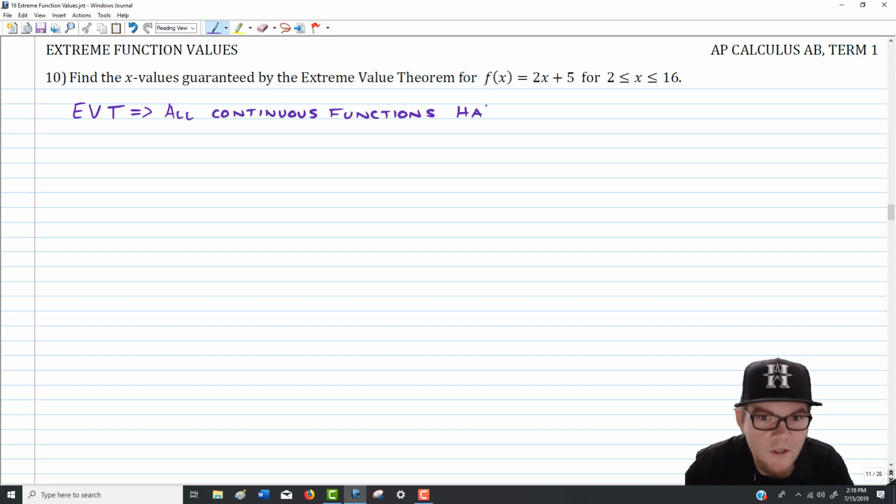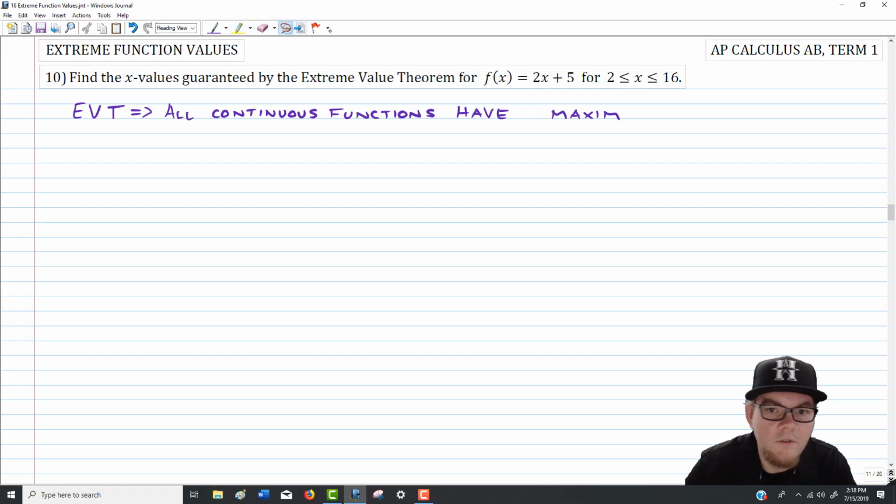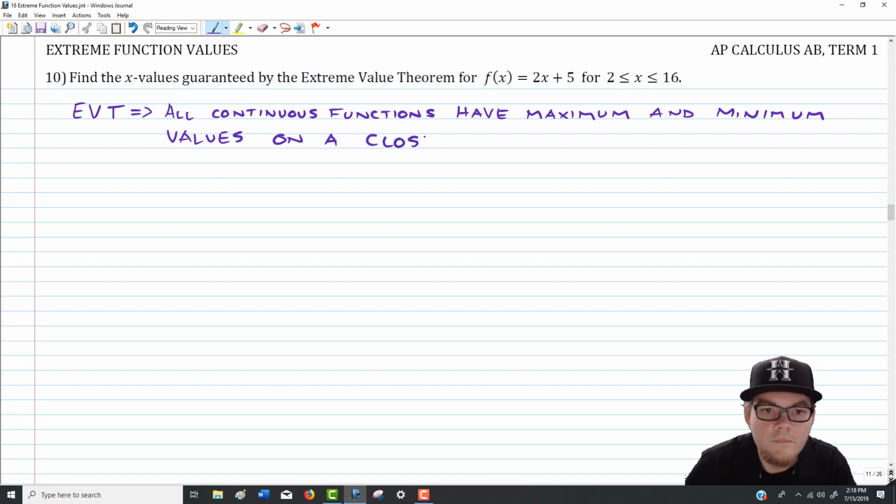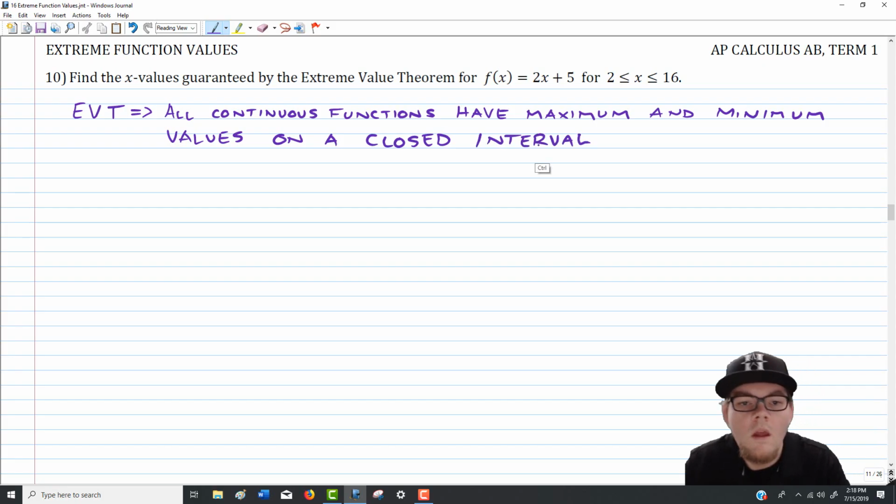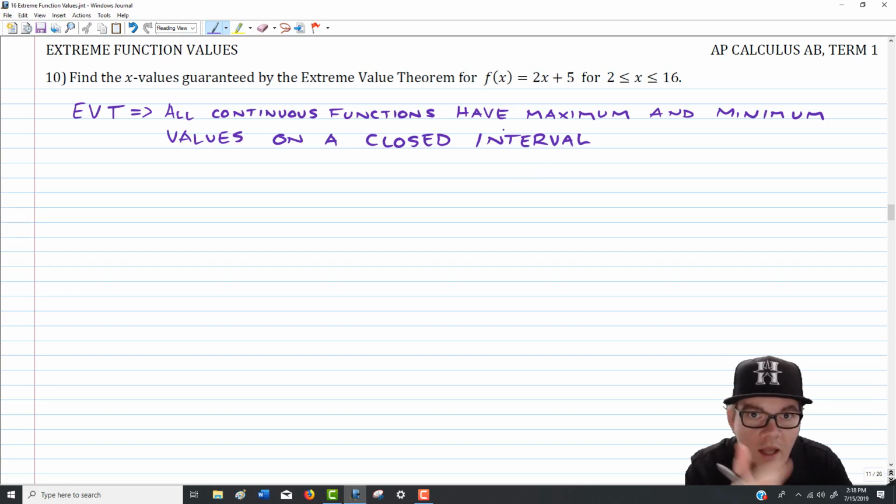this may not be a word-for-word definition, but it's the exact idea. All continuous functions have maximum and minimum values on a closed interval. So basically what they're saying is if you have a continuous function and it's being analyzed on a closed interval, there is guaranteed to be an absolute maximum and an absolute minimum.